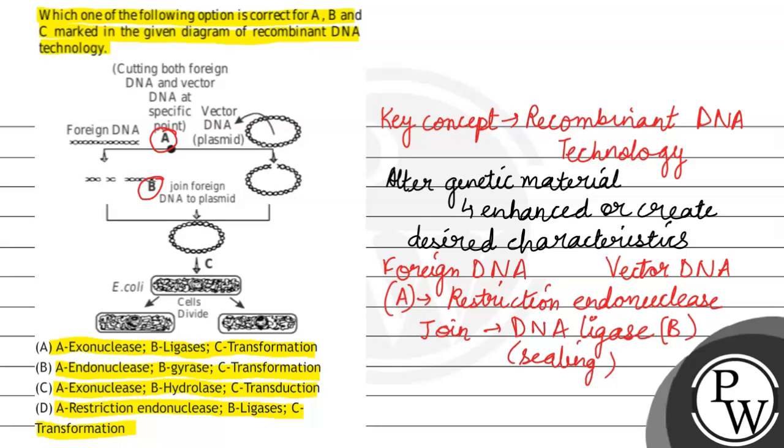So when the foreign DNA is introduced into the vector DNA, this process is called transformation. So C is transformation or integration of foreign DNA in the vector. So A is restriction endonuclease, B is ligase and C is transformation. So D is the correct answer.